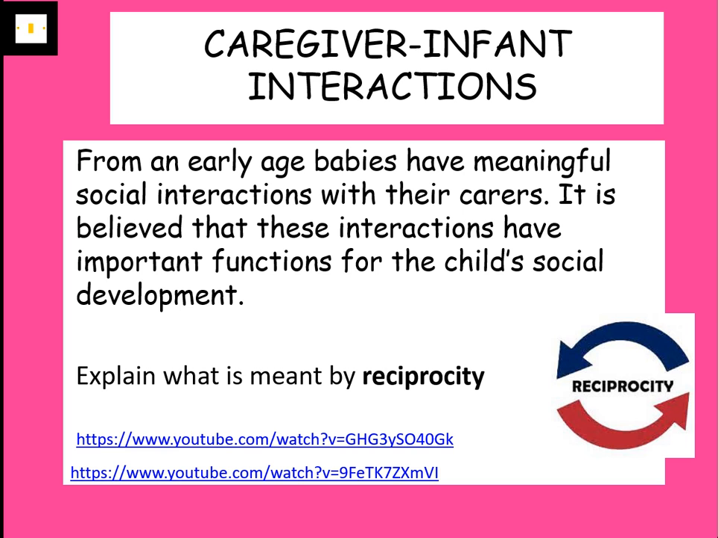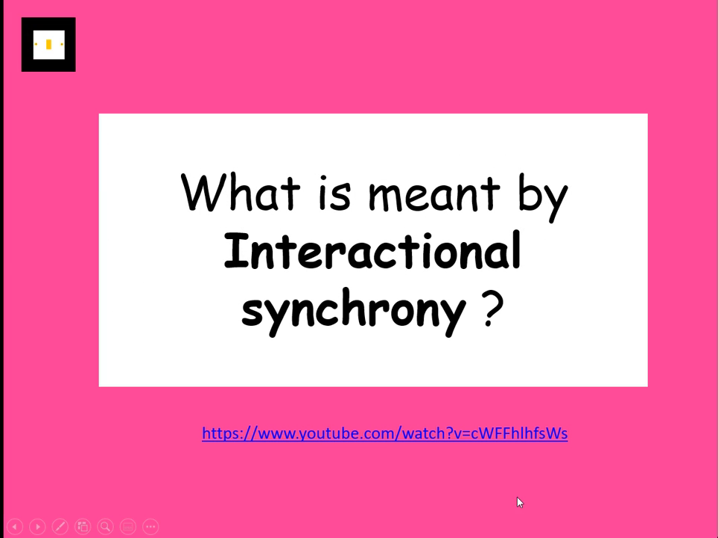But we see this in babies very early. And it's important because that, you could argue, shows the start of an attachment. So if you've got reciprocity, you're seeing children reciprocate what their mum does. So if the mum smiles and the baby smiles back, we can start to see reciprocity. And we could say that that's the first start of an attachment bond.